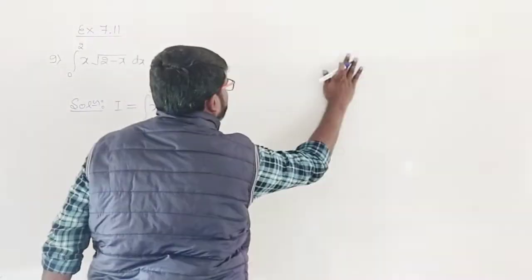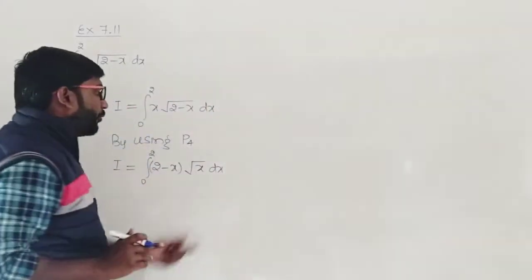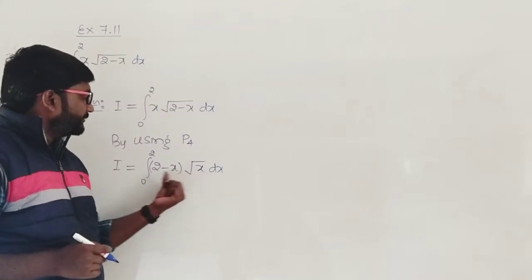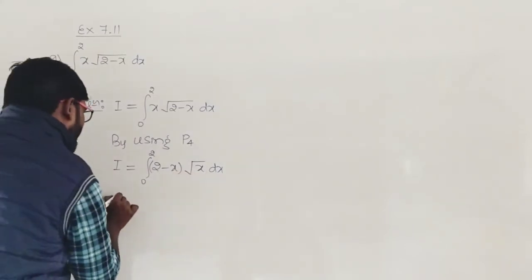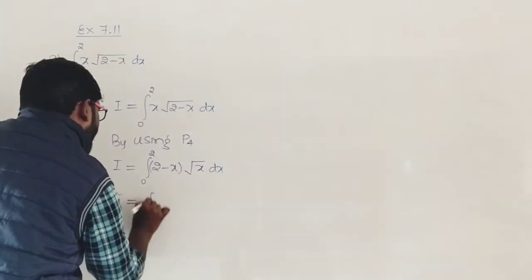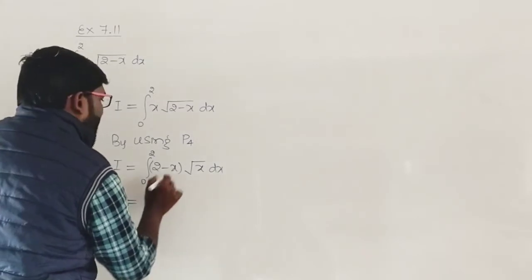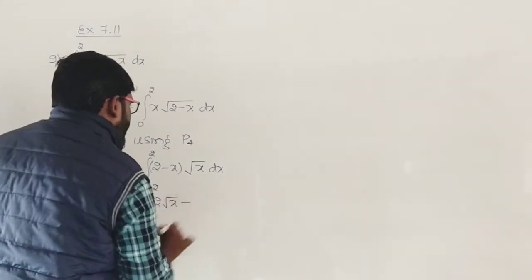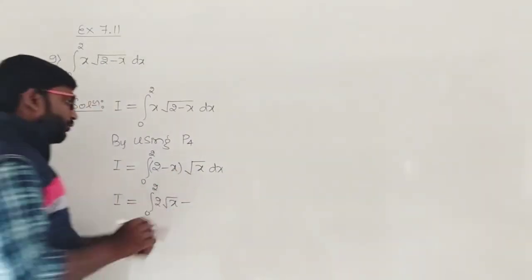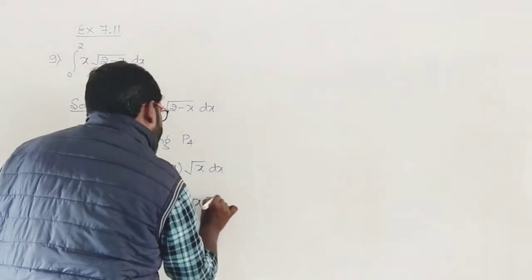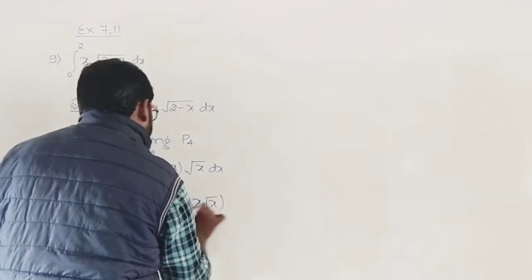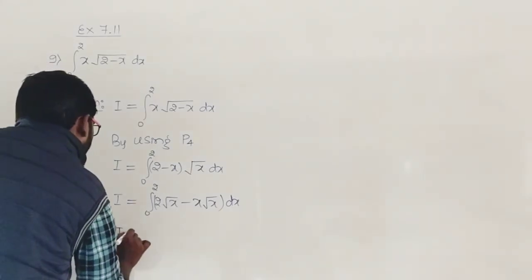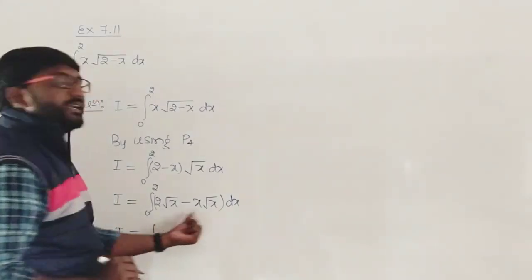So now multiply by root x. Root x is nothing but x to the power 1 by 2. So we have to multiply this with these two terms. I is equal to integral 0 to 2, so now it becomes 2 root x minus x into root x dx. Then we integrate them separately.